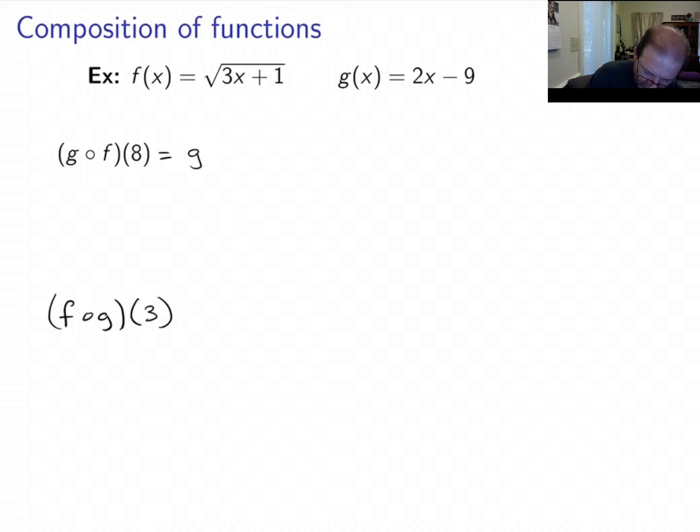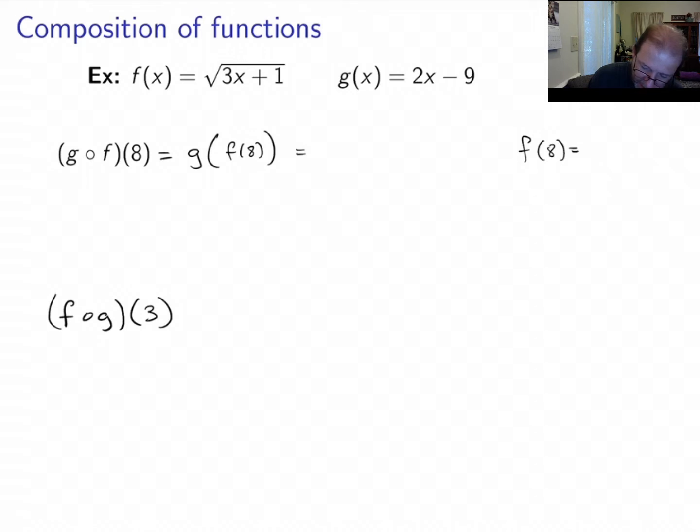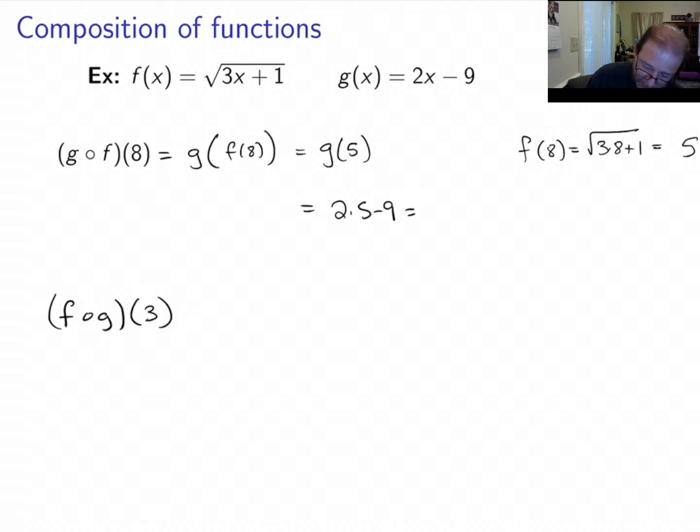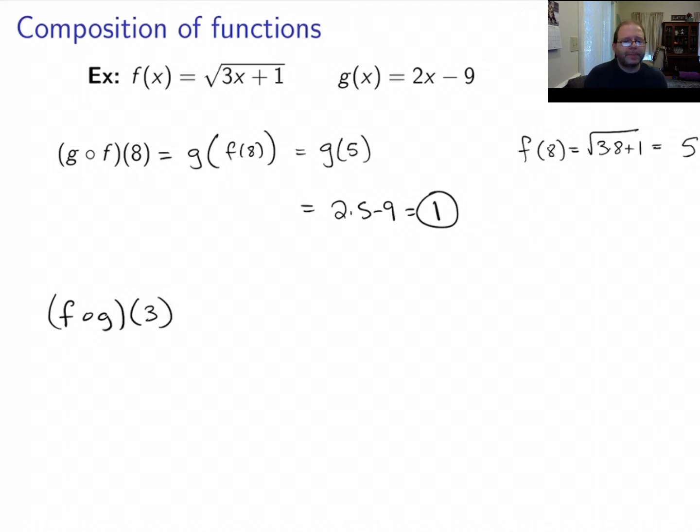So I'm going to rewrite this as g of f of 8. What I can do here is just plug 8 into f. I'm going to do that over here on the side. f of 8 is the square root of 3 times 8 plus 1. So that's the square root of 25, which is just 5. So that's g of 5. And g of 5 is going to be 2 times 5 minus 9. So that's 1. We can do it quickly by doing that.